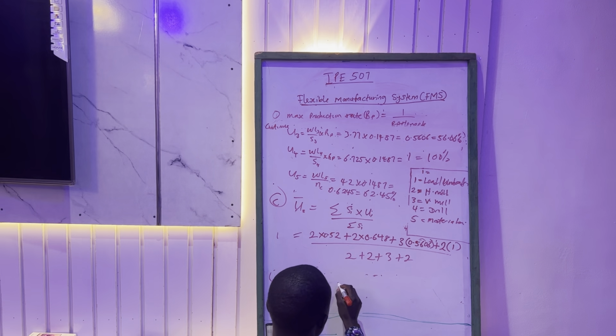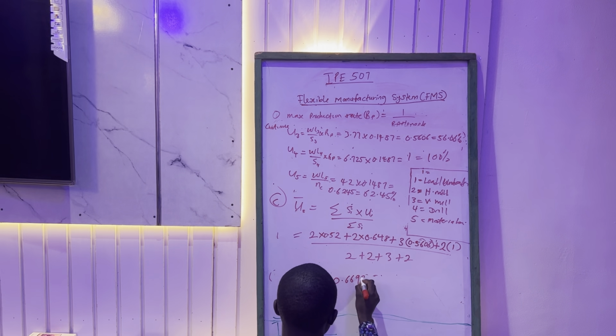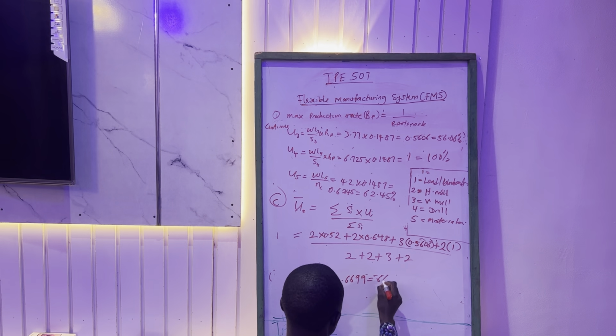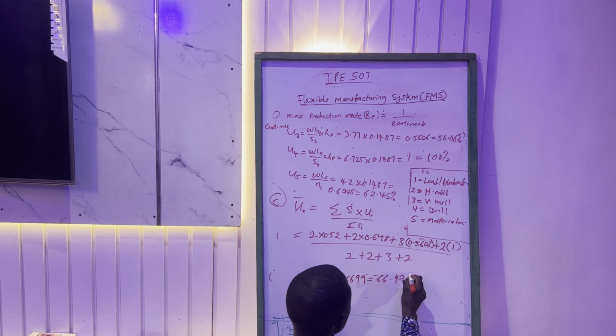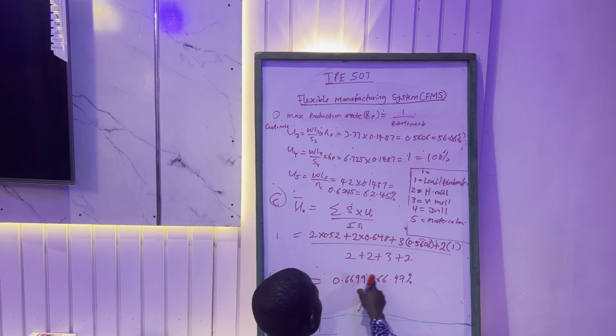And that will be equal to, doing everything together, 0.6699, which is equal to 66.97%. And that's the average utilization of this system.